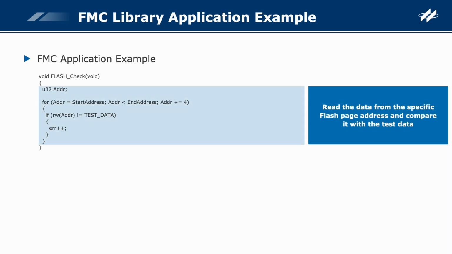Finally, in order to ensure the accuracy of the data, the flash check function is used to read the data from the specific address and compare the data with the test data, to determine whether the flash data has been written correctly.